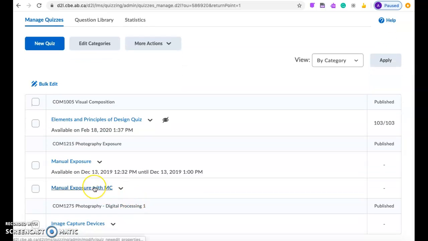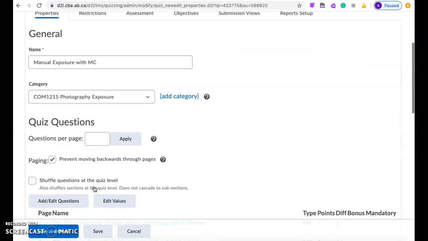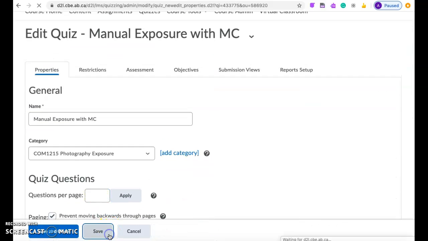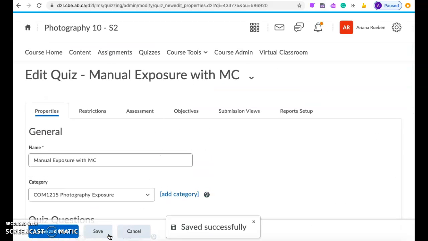Second one, you're going to go to manual exposure with multiple choice. And you have a few multiple choice questions here that you're going to answer, okay? That's about it for this week, and then you're going to have to make sure that you get everything else handed in.